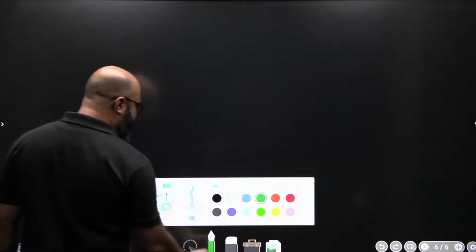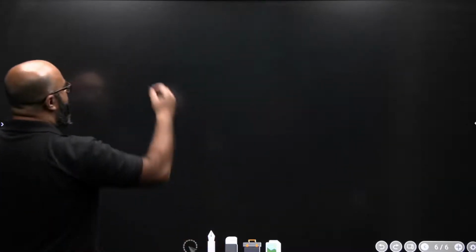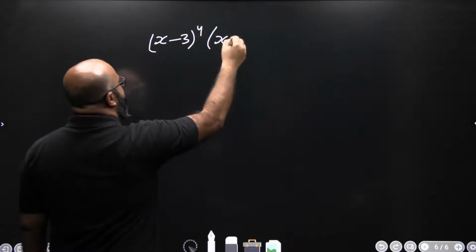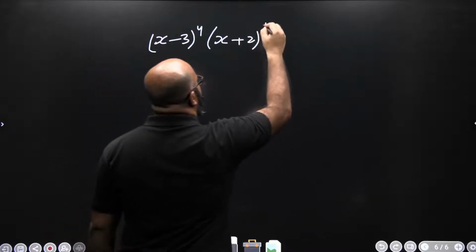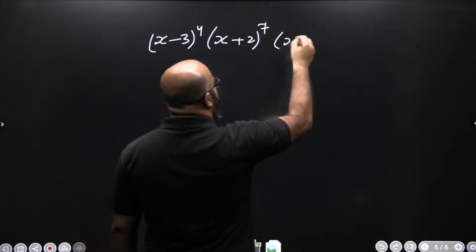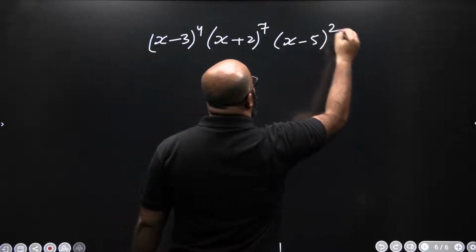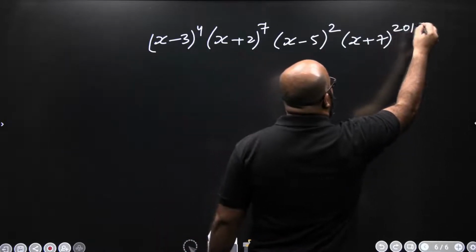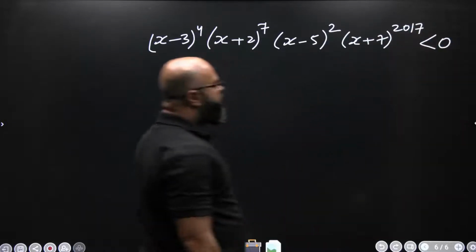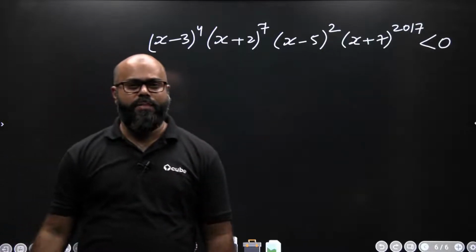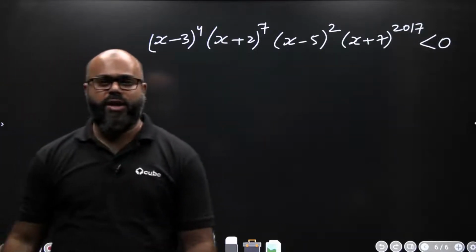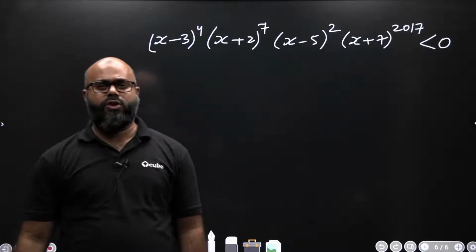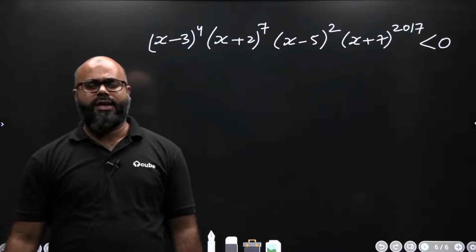Now suppose you have (x minus 3) to the power 4, (x plus 2) to the power 7, (x minus 5) to the power 2, (x plus 7) to the power 2017 is negative. What is the region which we will take? Don't get frightened by the powers here, because powers will not have a very big role over here. The powers are making a role of even and odd. So basically you have to understand whether powers are even or odd, because that is the use here.